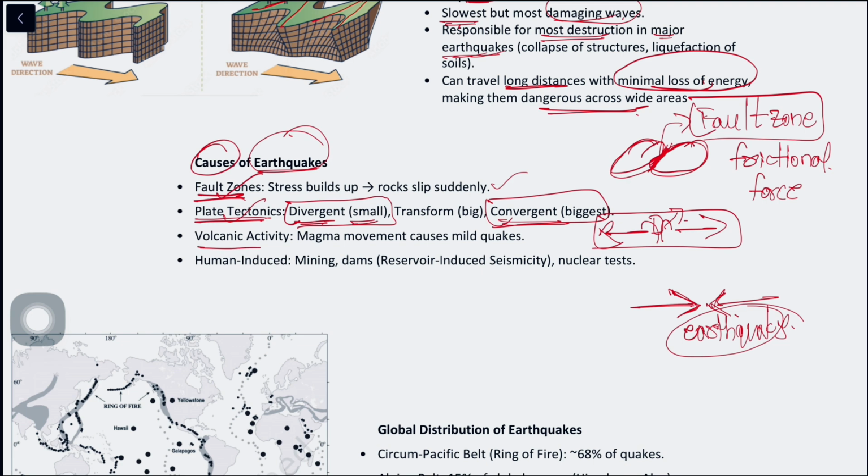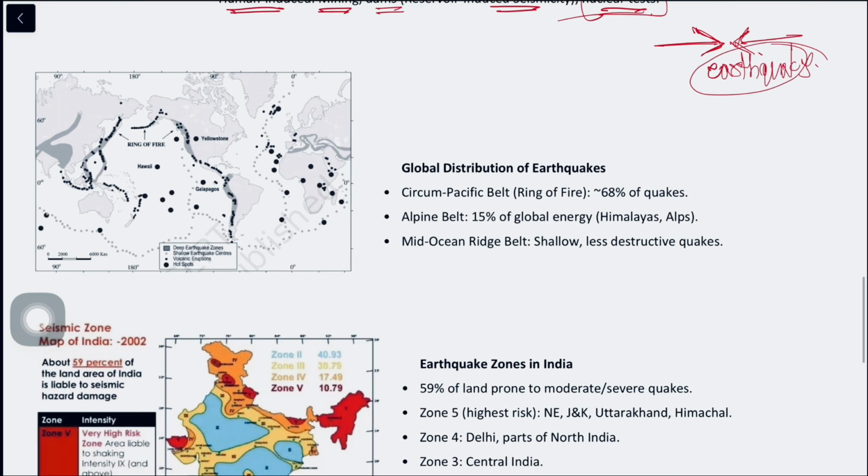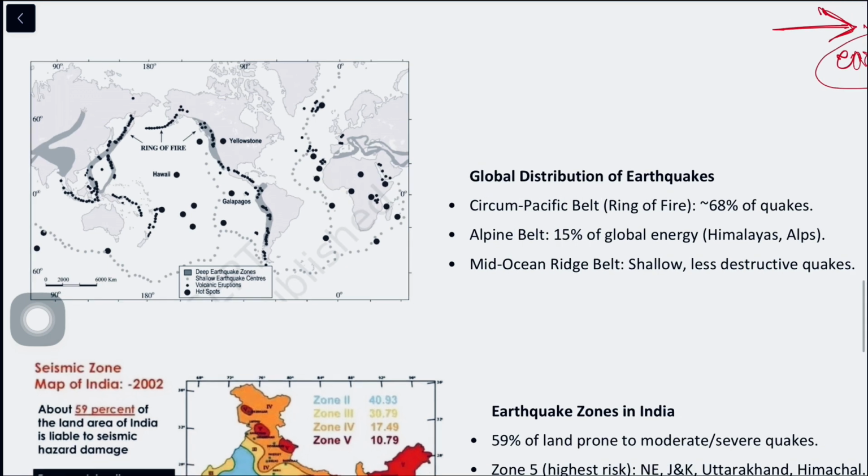And volcanic activity, magma comes out, right? Magma will come out of the volcanoes and cause mild earthquakes as well. And human induced earthquakes, how can they happen? Because of mining, reservoir induced seismicity and nuclear tests, which will cause the earthquakes as well. Okay, so we can understand the global distribution of the earthquakes.